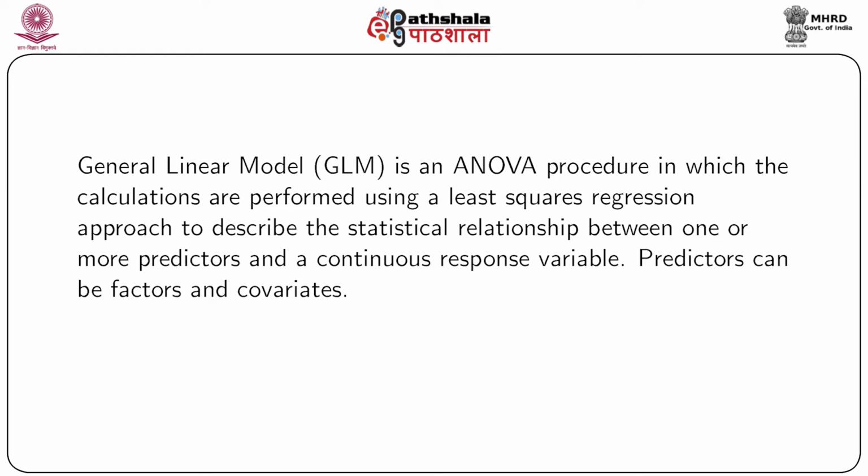So the general linear model is an ANOVA procedure in which the calculations are performed using a least squares regression approach to describe the statistical relationship between one or more predictors and a continuous response variable. Predictors can be factors as well as covariates. We test, using the t-test criteria, for the significance of the factors or the covariates that we have in our linear model.